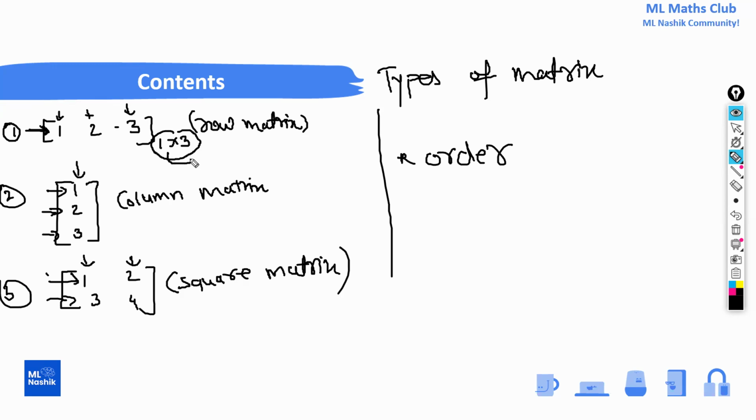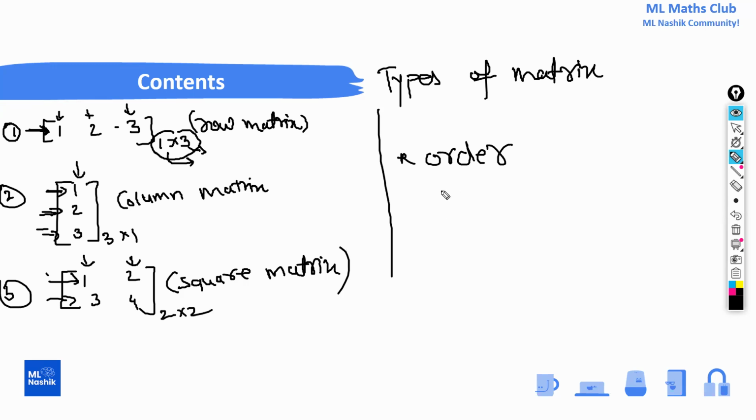We write, firstly, the number of rows in that matrix followed by the number of columns in that matrix. So the order of this matrix will become 1 by 3. Similarly, for this column matrix, here we have three rows and a single column. So the order of this matrix will become 3 by 1. For this matrix, we have two rows and two columns. So the order of this matrix will become 2 by 2.